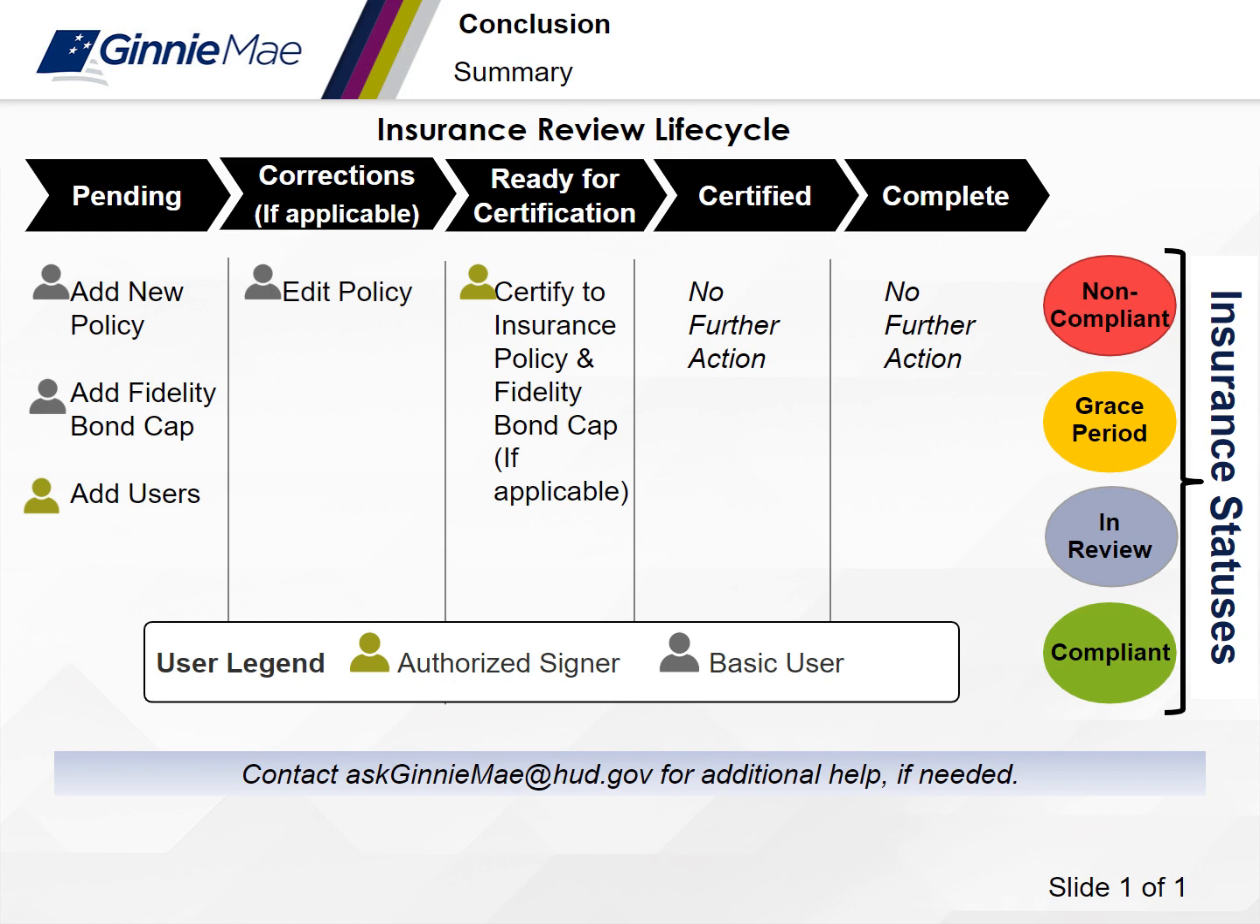The goal of this training was to offer a comprehensive overview of the insurance review process. You've explored the insurance review lifecycle, examining the requirements and outputs for each phase. Additionally, you've seen how these actions are performed in the insurance module to drive a Ginnie Mae insurance review from start to finish.